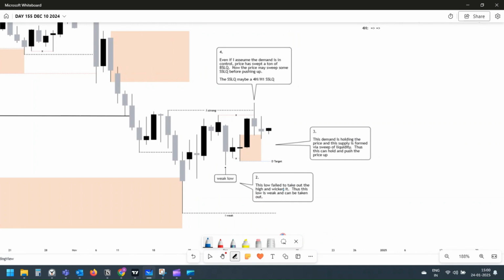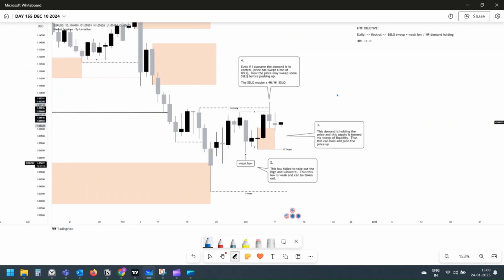This is where you can see that the price had swept the buy side liquidity, but there is a caveat that the demand is still holding. If the demand steps into play and pushes, it can push the market up, and this bullish order flow can continue. Otherwise, if the supply is strong, it can also take out the daily target, which is the sell side liquidity below this demand zone.